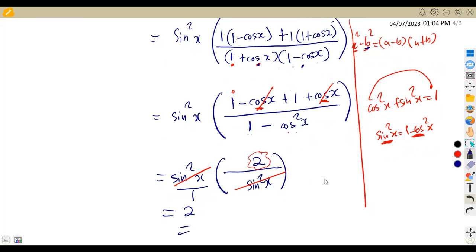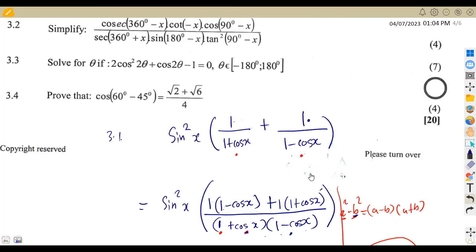Okay. So that was our question, guys. You're supposed to be very, very careful on this one, especially the sine squared. Make sure that you carry it up to the final answer where you can cancel everything. All right. So that was our question 3.1.